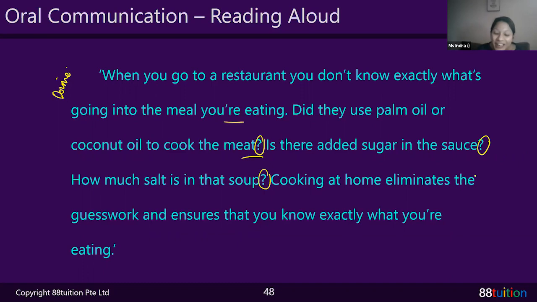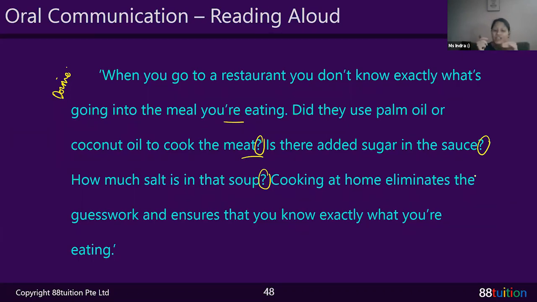Thank you, dear. Okay, all of you, I realize that the girls in general have very pleasant, clear voices, which is great. But some things that you want to take note of, as I mentioned earlier, are the contractions. You're eating, when we contract it, we try to make sure that it's as clear as possible. And remember all these rhetorical questions: did they use palm oil or coconut oil to cook the meal? Or to cook the meat, sorry.